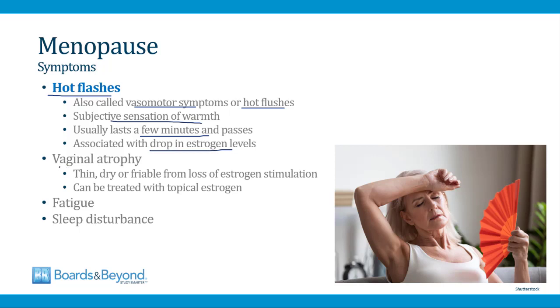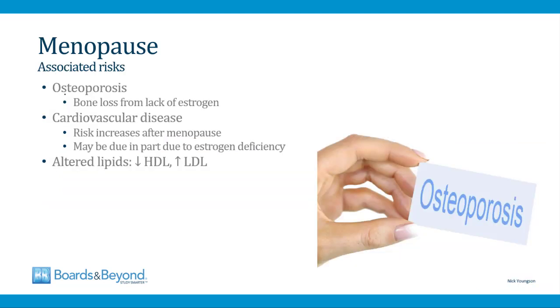Menopause is also associated with vaginal atrophy. The vaginal mucosa can become thin, dry, or friable from loss of estrogen stimulation, and this is often treated with topical estrogen creams. And then besides hot flashes and vaginal atrophy, fatigue and sleep disturbances are also common in women when they undergo menopause. Menopause is associated with a higher risk of osteoporosis.